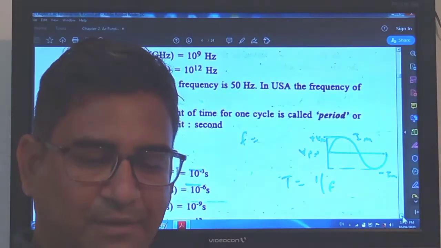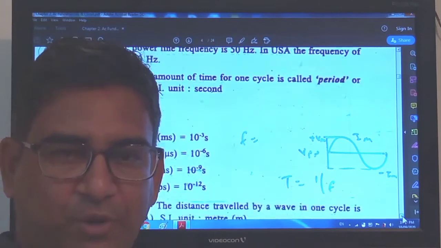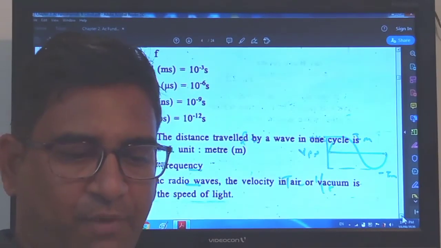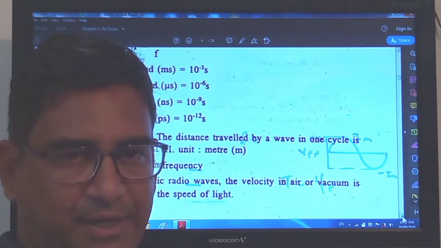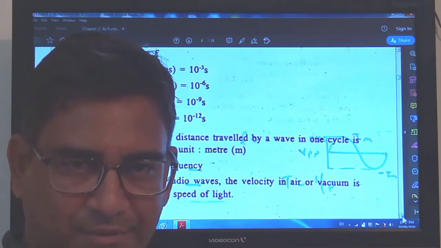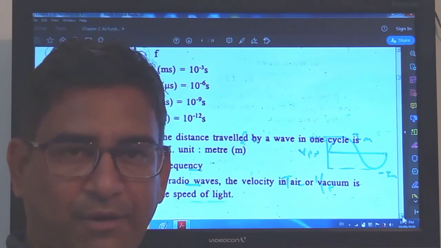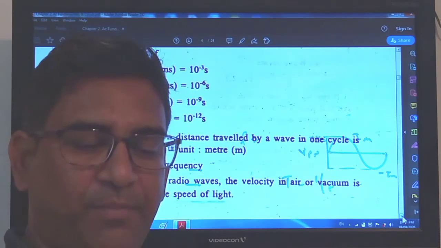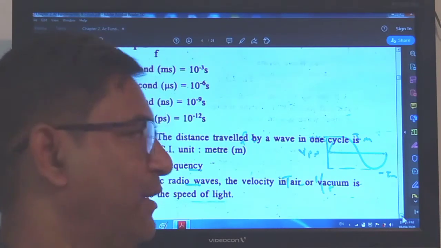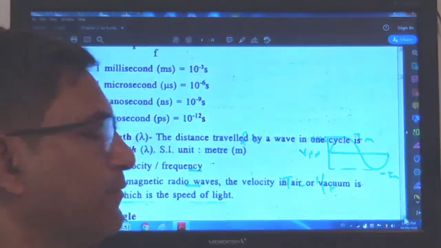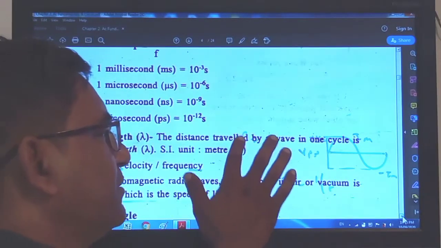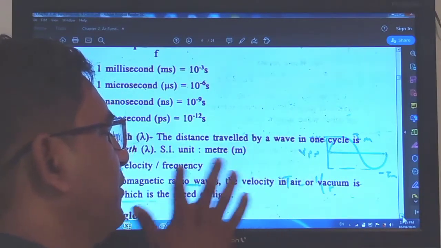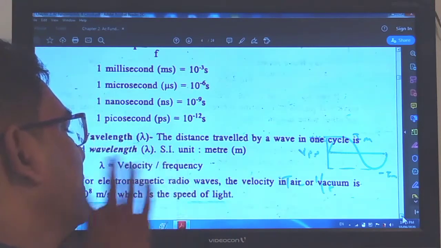1 millisecond is 10 raised to power minus 3 second. 1 microsecond is 10 raised to power minus 6 second. 1 nanosecond is 10 raised to power minus 9 second. 1 picosecond is 10 raised to power minus 12 second. Okay, so these are a few definitions which you have to keep in mind from the examination point of view.